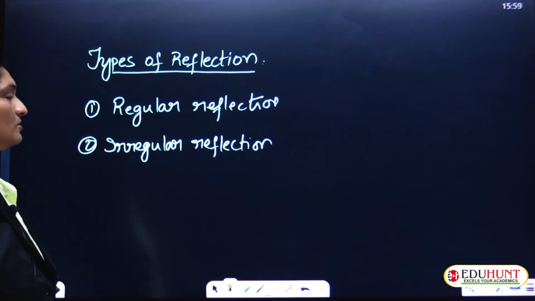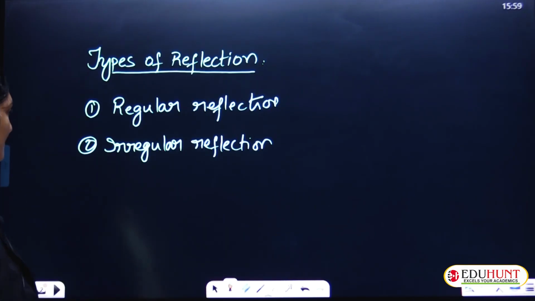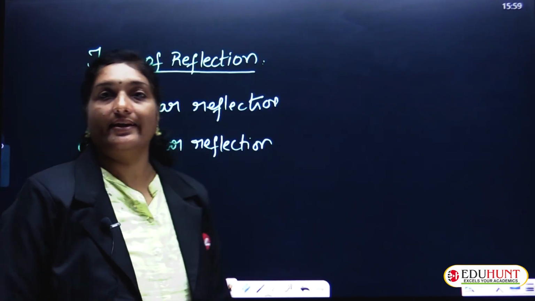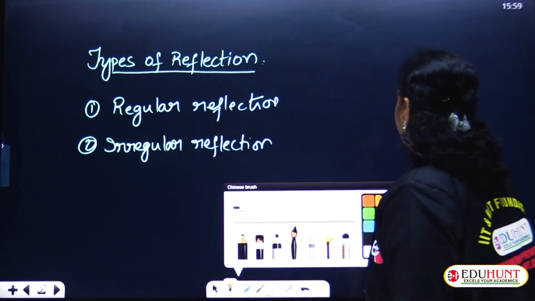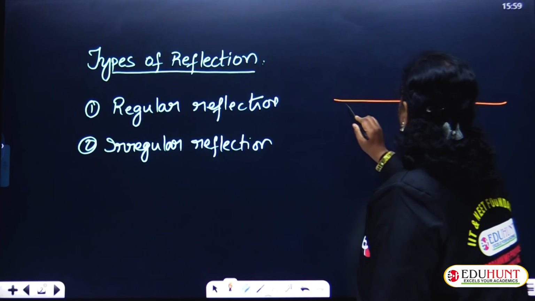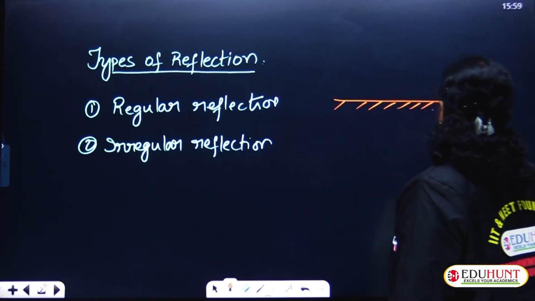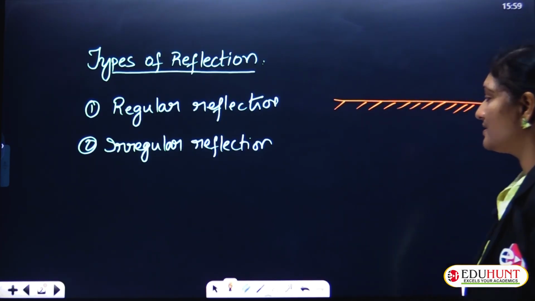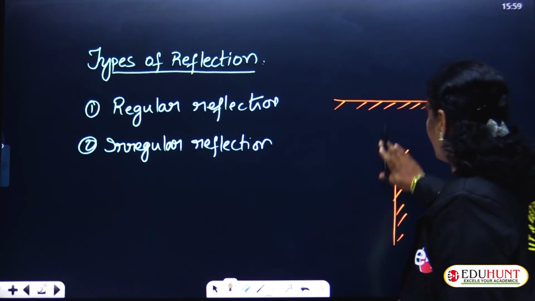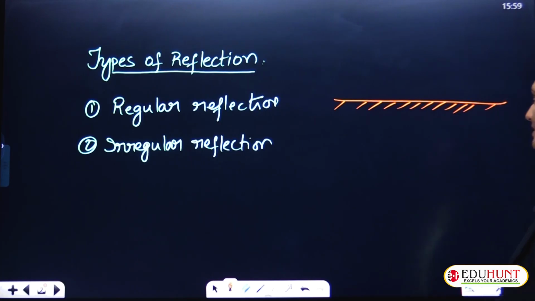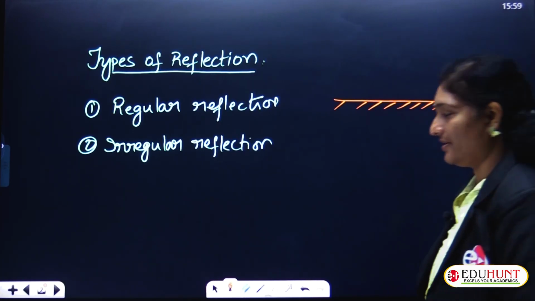So, reflection is of two types: one is regular reflection and the other is irregular reflection. Before trying to understand this, let us understand one more concept, children. This is the surface. Earlier I drew the surface in this direction and now I am plotting it in this horizontal direction. Let us consider this as a surface.